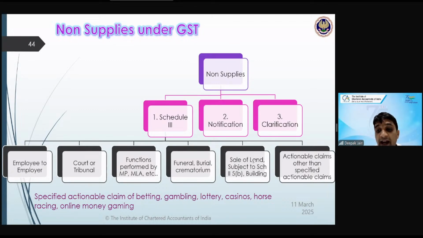Then sale of land, subject to Schedule 2 5B of building, which means that only land, which is immovable property, is not liable to GST, but construction of a building will be liable to GST. So sale of land, they say subject to Schedule 2, because in Schedule 2, construction of a building, we just now discussed, is liable as a service.